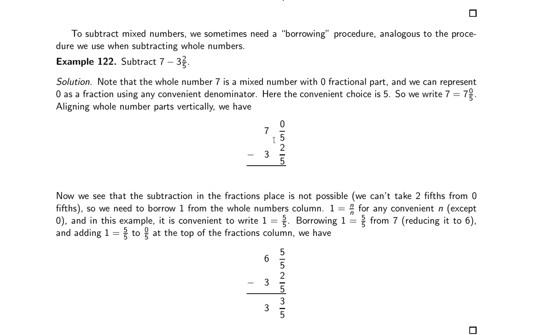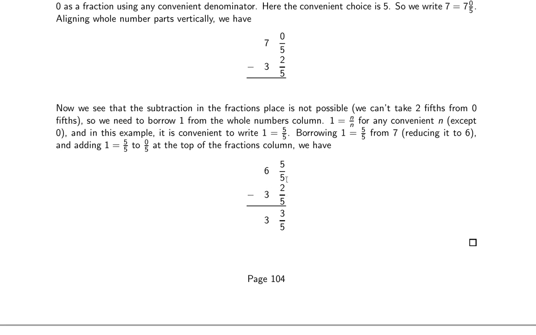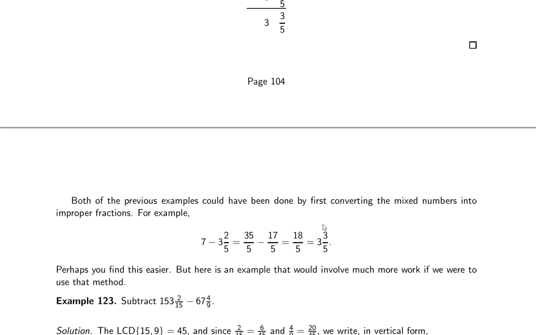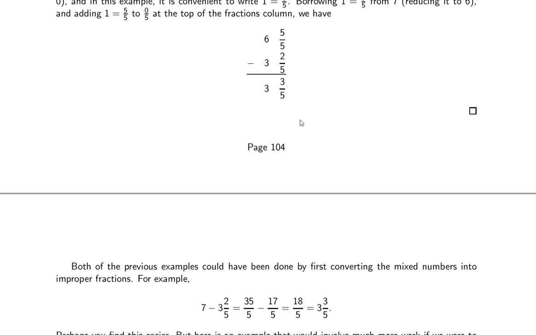Here's an example: subtract 3 2/5 from 7. Again, writing it vertically. Subtracting 2/5 from 0 you can't do, but if you borrow a 1, 1 is 5/5. Then you get this, borrowing 5/5. So 5/5 minus 2/5 is 3/5, and 6 minus 3 is 3. So the answer is 3 3/5.